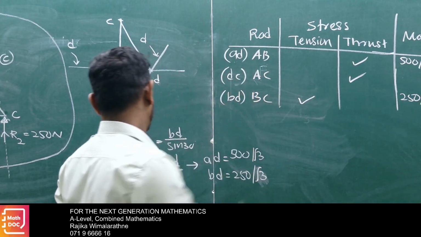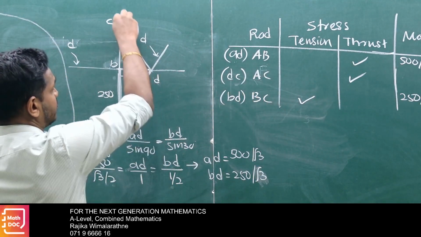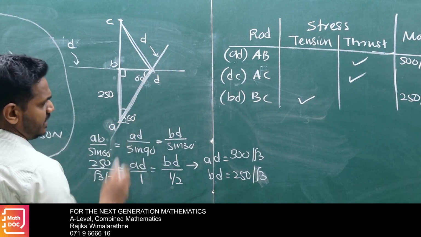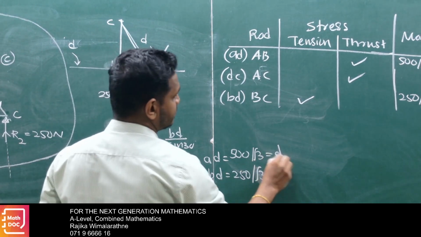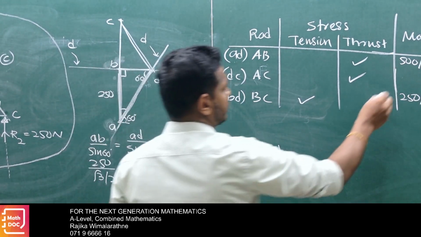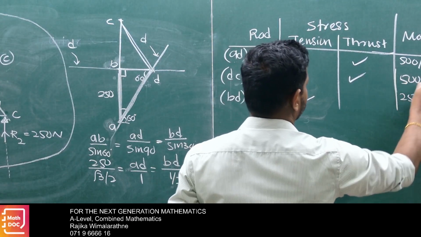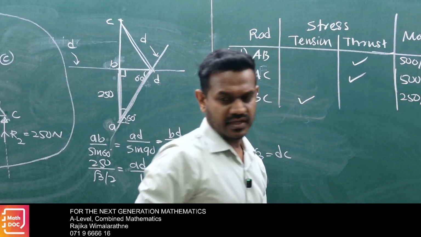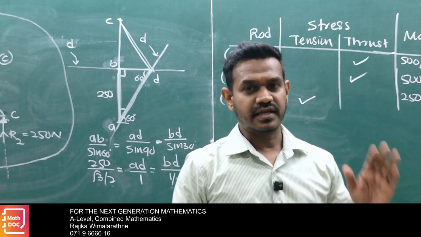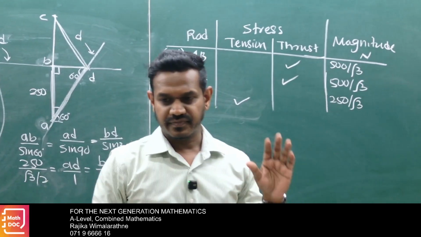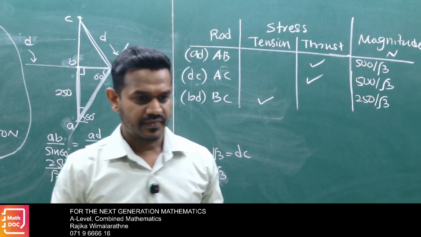Then DC. DC equals AD, no? AD and DC are the same according to the geometry. Then here 500 over root 3. Likewise, you complete the table. Fill the table. Okay, now complete it.